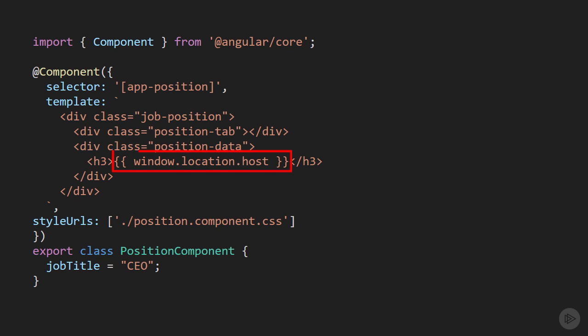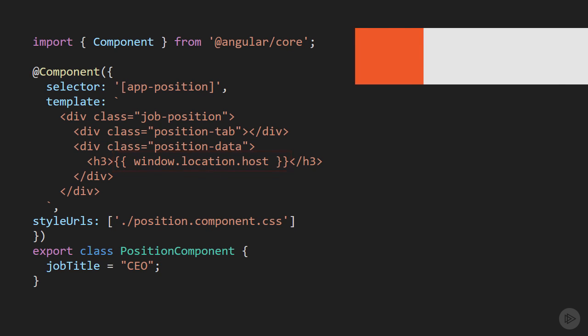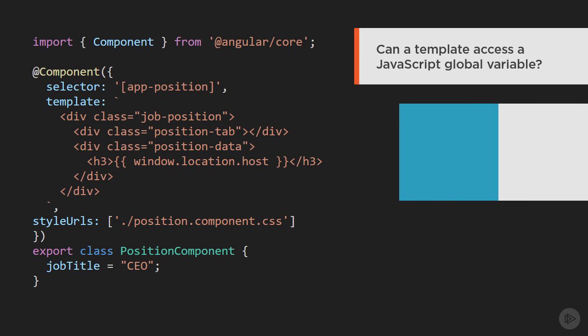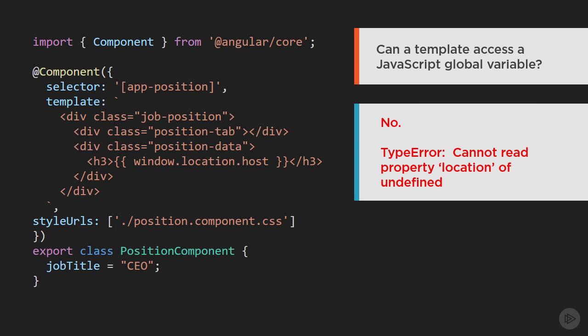And in this example, we're accessing a global variable, window. We use this all the time in JavaScript. But now we're in the context of an Angular template. Can a template access a JavaScript global variable? No, it can't. We get a type error, cannot read property location of undefined. So the Angular compiler has no idea what window is. And that's a good thing. We want a component to be self-contained. We don't want it reaching outside of itself to access global variables.